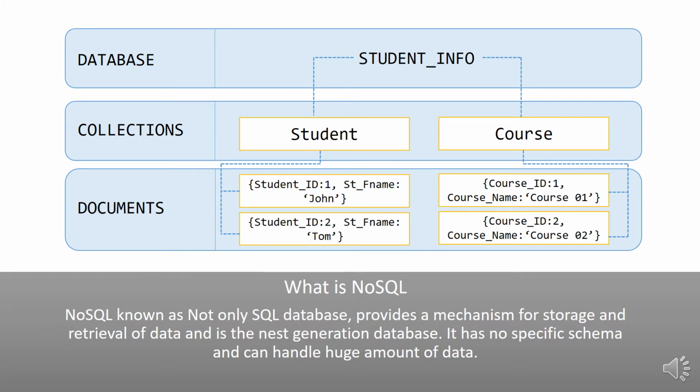So if you consider the example on the screen, we have a student info database which has two collections, that is the student and the course collection. Now each of these collections has documents which are basically the data values. So if you just want to understand these terms, then you can just consider the collection to be your tables and the documents to be your rows in the tables.